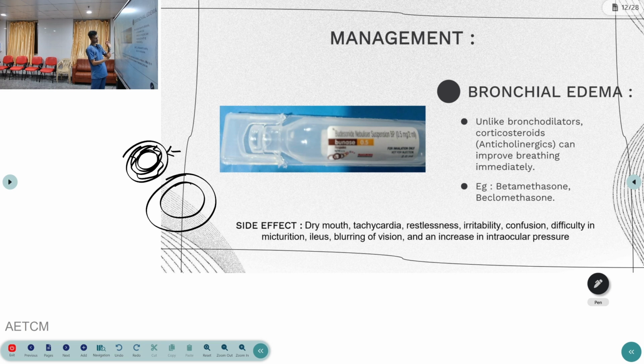But if you are giving a corticosteroid, that means you will be decreasing the inflammation. Thereby the edema will decrease, and the lumen will regain the same position, same circumference or diameter; it will revert back. That is the major important thing. So drug-wise, we have betamethasone, beclomethasone, and then we have the drug ipratropium bromide also.